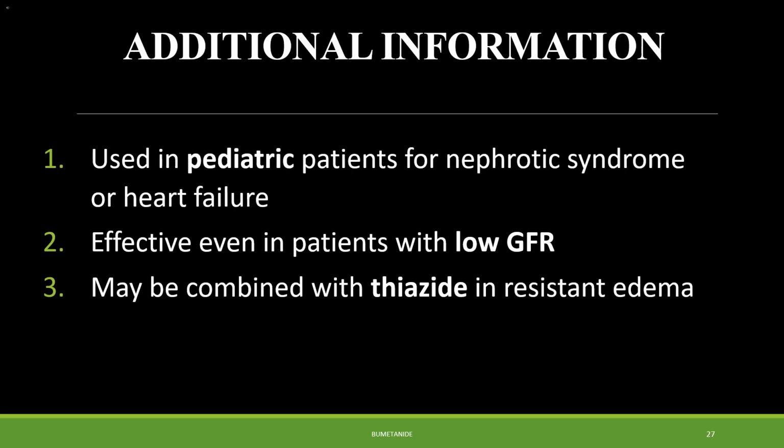Additional information on bumetanide. 1. Used in pediatric patients for nephrotic syndrome or heart failure. Bumetanide can help kids with these conditions. 2. Effective even in patients with low GFR. Bumetanide can work in patients with poor kidney function. 3. May be combined with thiazide in resistant edema. Bumetanide and thiazide can be used together for tough-to-treat swelling.